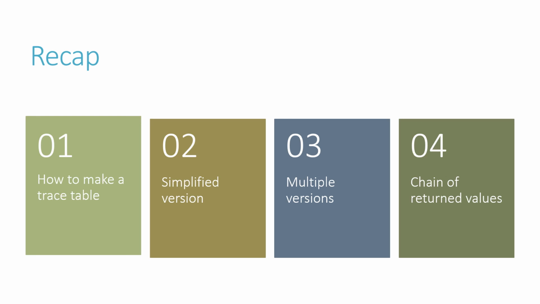So to recap, you know how to make a trace table: add a column for each of the variables in the function and a row for every point in the function where one of the variables changes its value in any way. You looked at a simplified version where we just show the parameter and the returned value of a function and how we can fit these together into a chain of parameters and returned values to show how multiple copies of the function will open in memory.